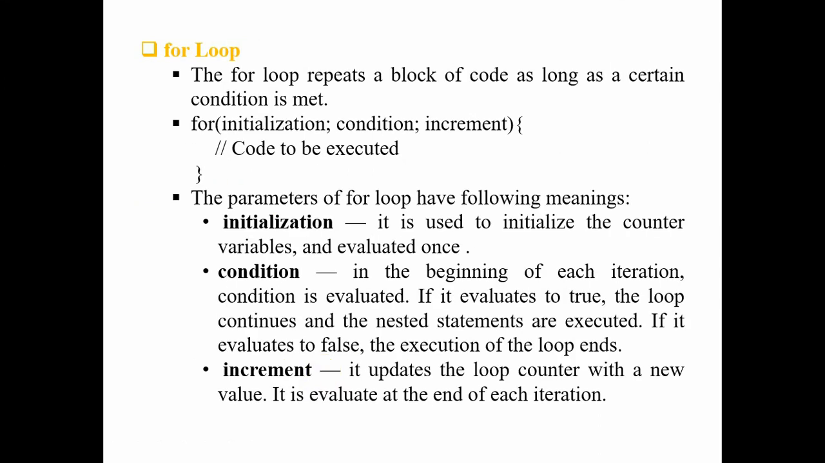Now we have the for loop. The syntax is very similar. This is also a replacement for while or do while. The for loop repeats a block of code as long as a certain condition is met. Within the for loop we have three parts: initialize, condition, and increment. Initialization is used to initialize the counter variable, the condition is the test condition, and increment simply updates the loop counter. So that is the structure of the for loop.